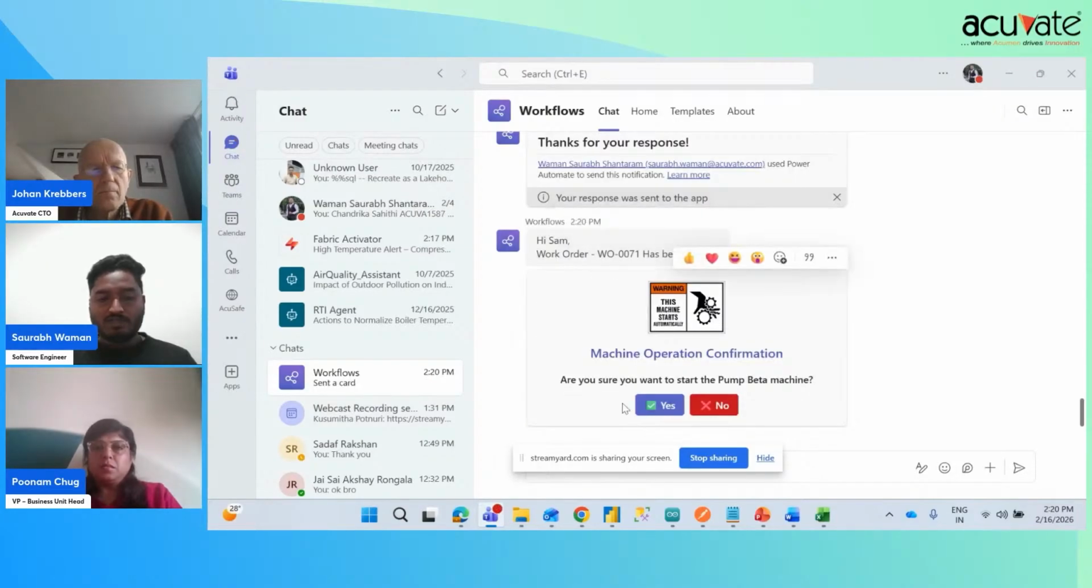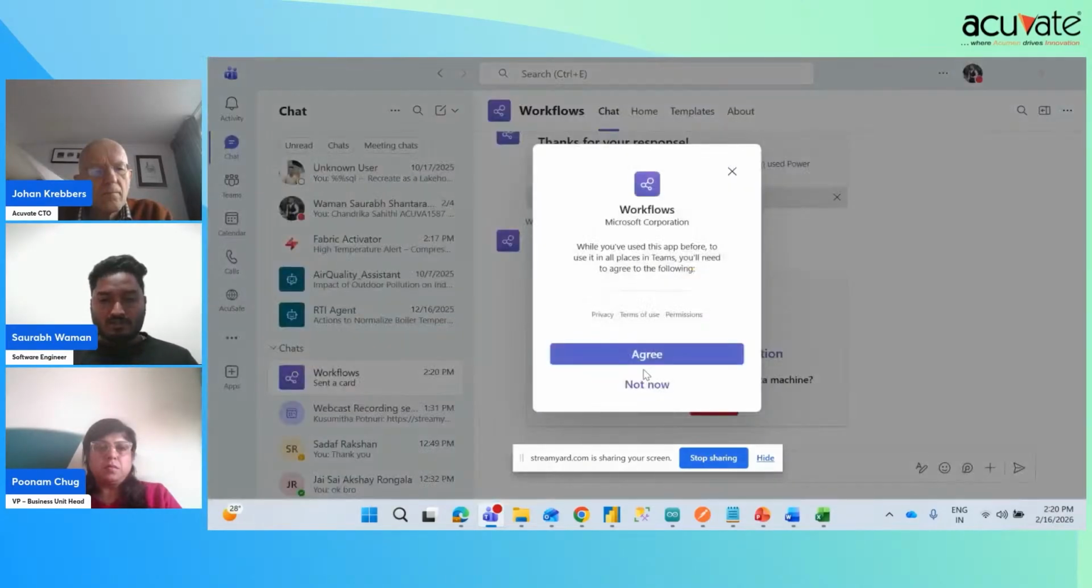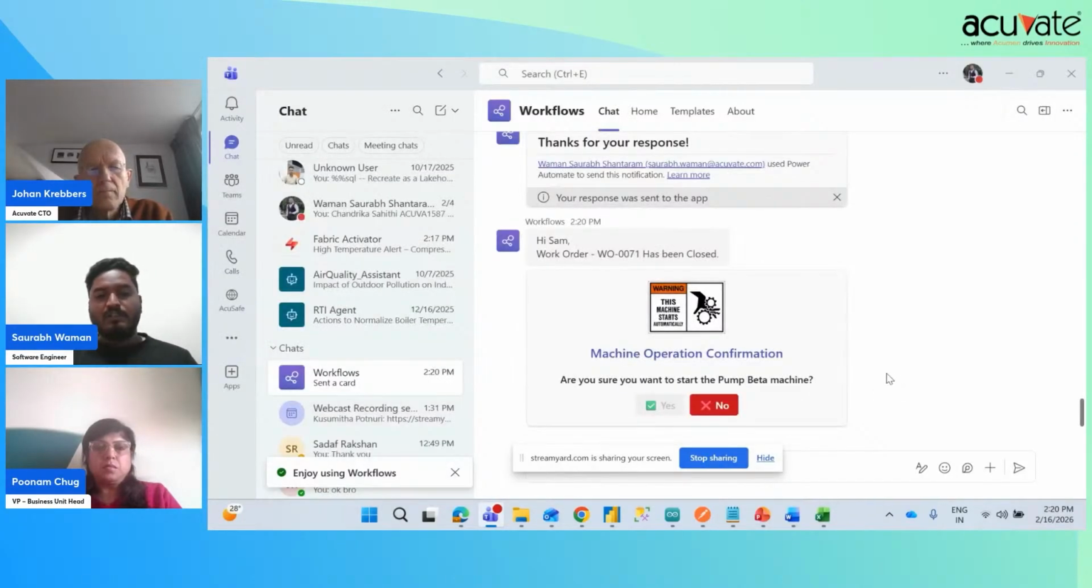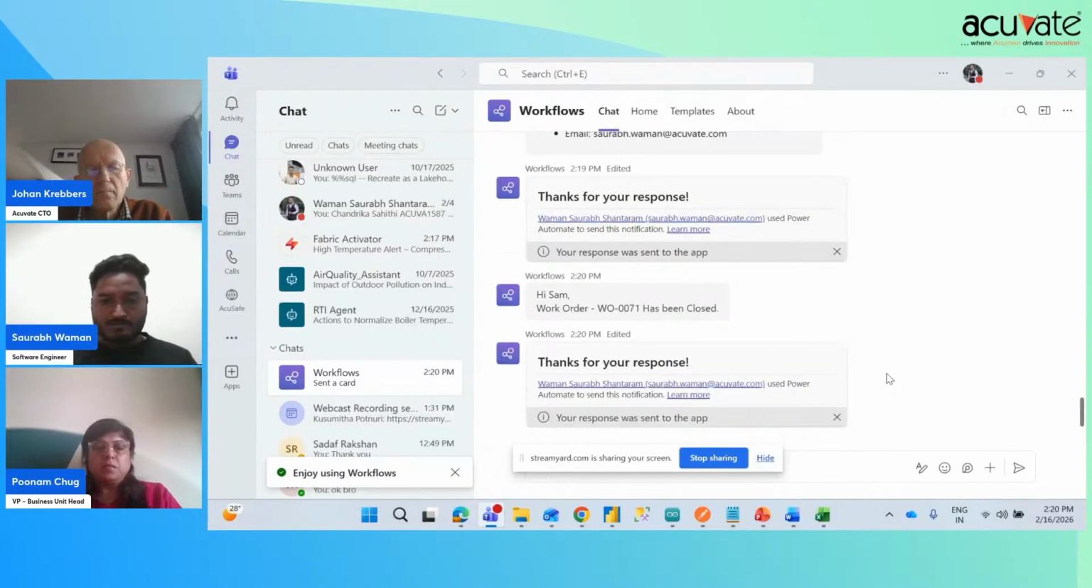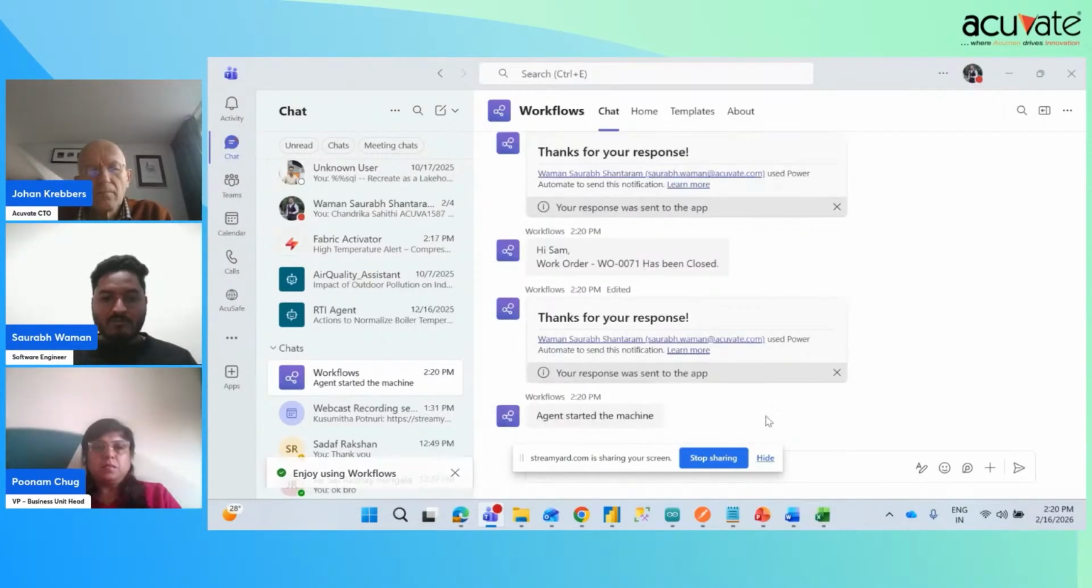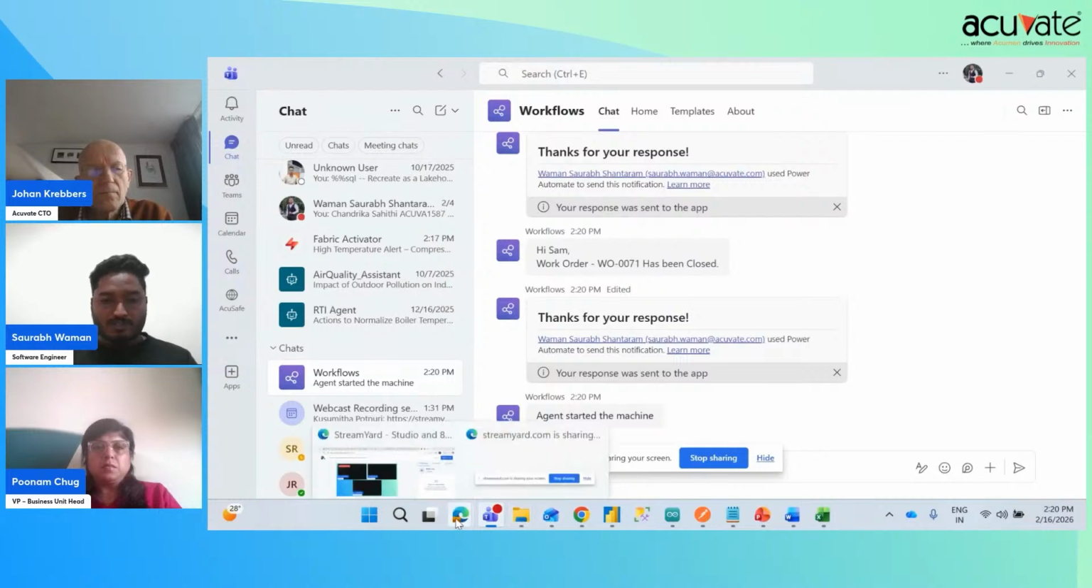Hi Sam, work order 71 has been closed, and it asks if it can start that particular machine or not. Once the maintenance person gives the green signal that yes, you can start that machine, it will automatically start that particular machine, and it will give the response that the agent started the machine.